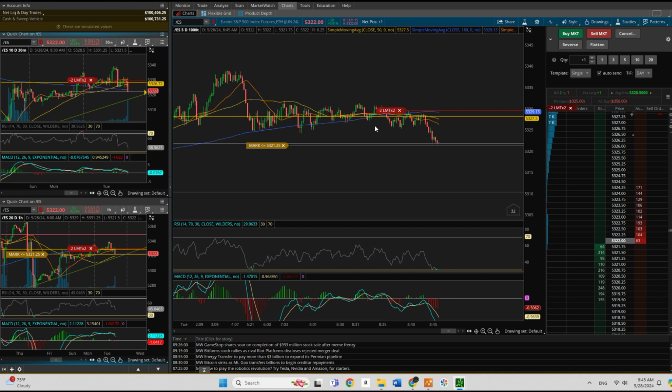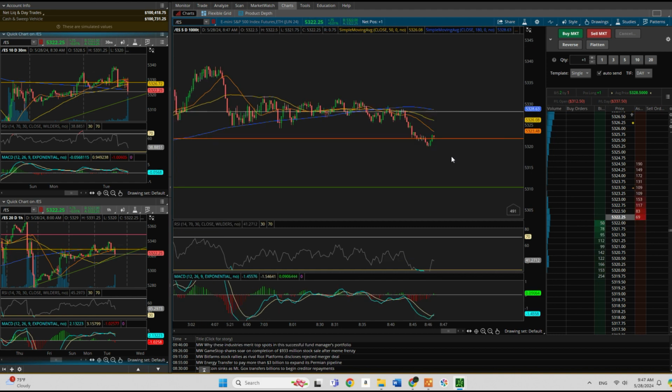Okay, so we can see that it made a big drop and it's showing signs of dropping, which I saw on the Dow, but it wasn't as easy to see on this one.